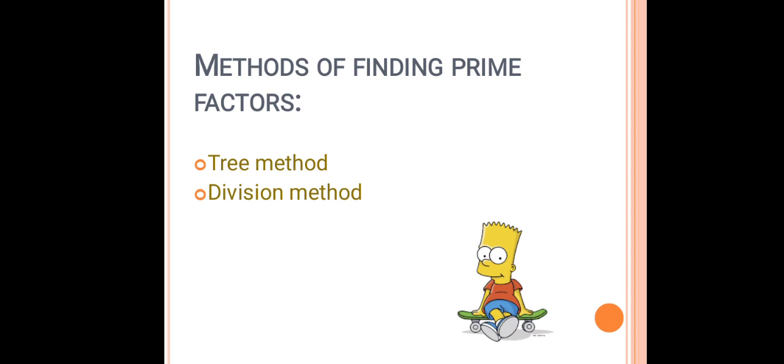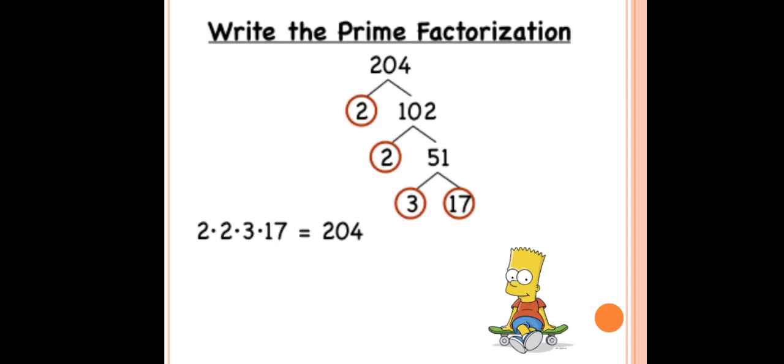There are two methods for finding prime factors. One is the tree method and the other one is the division method. First of all, we will discuss the tree method. Here we will make a pair of the original number with one prime number, like 204 can be written as 2 multiplied by 102.